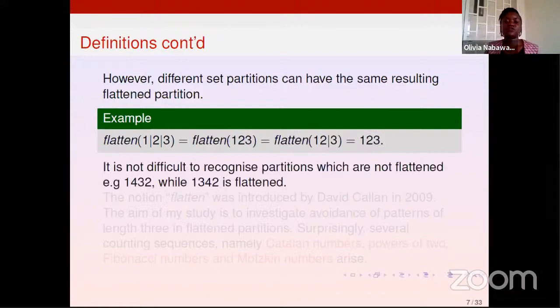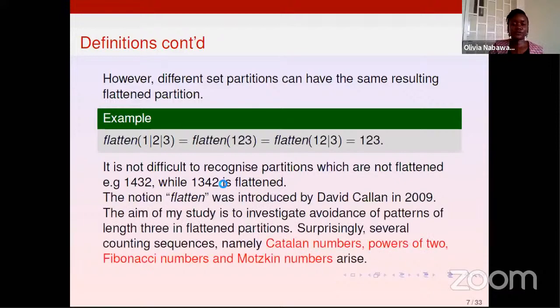And it's not difficult to identify a partition which is not flattened. For example, when you look at this one, it's not flattened, because suppose the vertical bars which are enclosing the different blocks are there. In the first block, we shall have 1, 4, which is increasing, but in the second block, we have 3, 2, which is not an increasing sequence. So this is not flattened. And 1, 3, 4, 2 is a flattened partition.